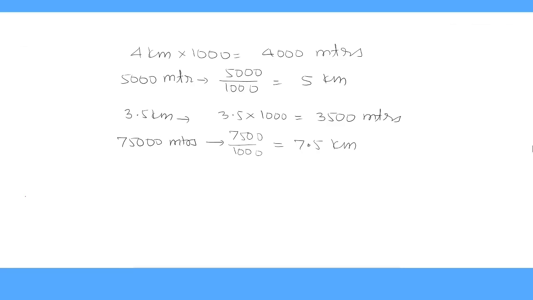Now we go for the conversion of time. Let us convert 3 hours to minutes. We multiply 3 by 60, so we get 180 minutes. Now we convert 2 hours into minutes. We multiply 2 by 60, so we get 120 minutes.